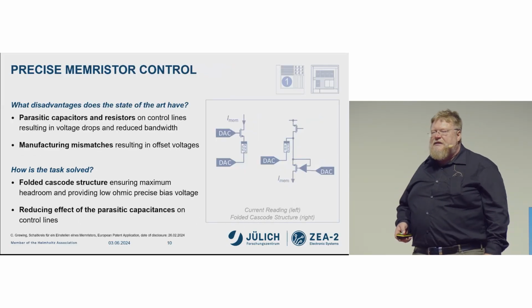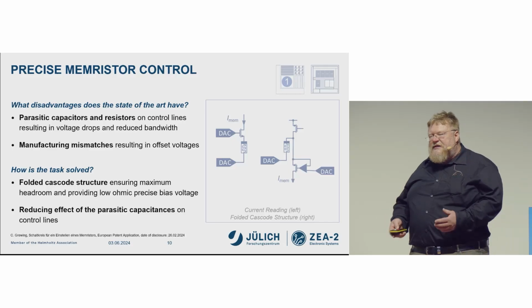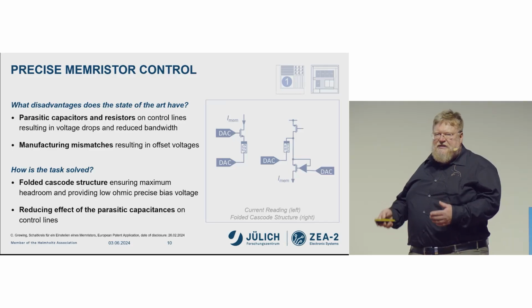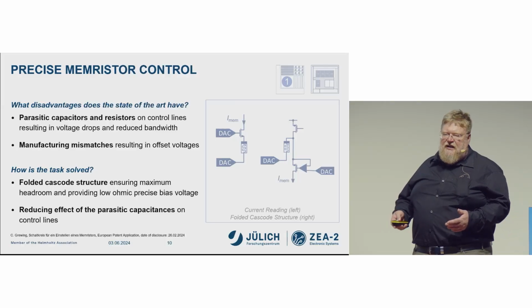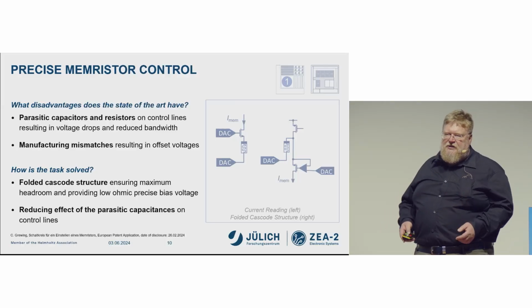The next thing is the precise memristor control. So the problem is that because of the parasitic capacitors and resistors you have on the control line, you have glitches and also reduced bandwidth. In addition, manufacturing mismatches result in offset voltages across the memristor.